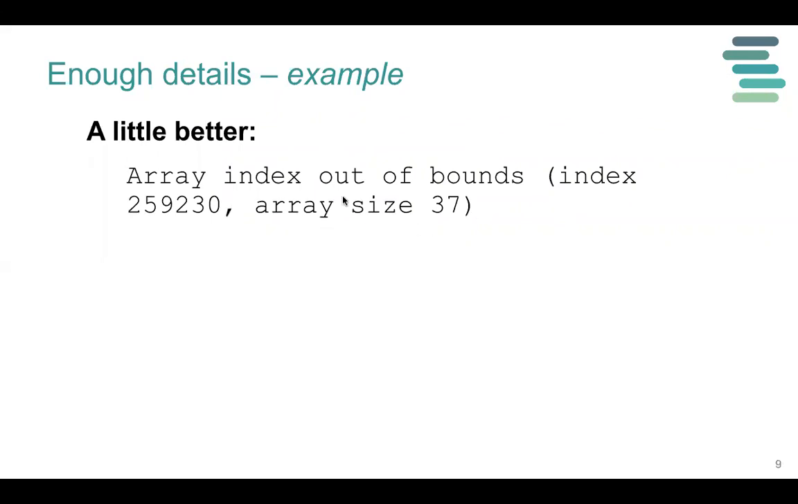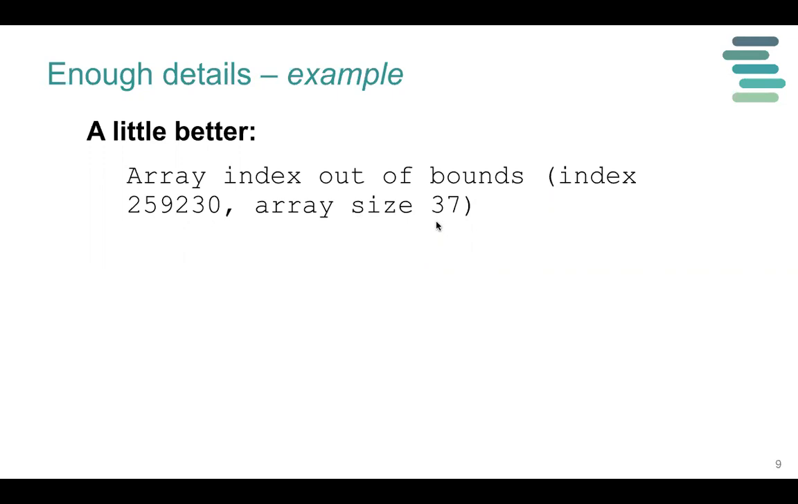Here's something that's a little better. So it's still array index out of bounds, but now, again, that same probably low-level piece of software that detected the problem has told us the array size and the array index. We still don't really know what's going on. We don't know where in the code or anything else, but at least we have a few hints.